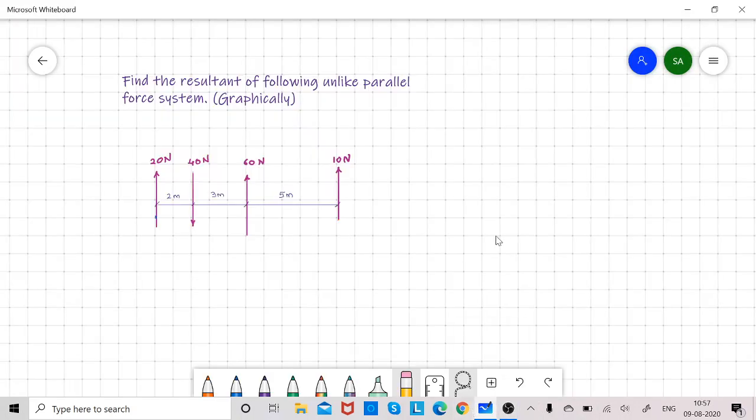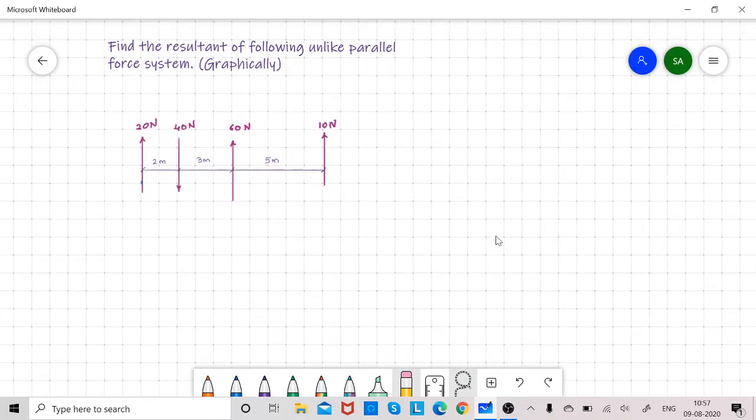Hello friends, today we will discuss how to find the resultant of an unlike parallel force system graphically as well as analytically. For that we will consider this problem. There are four forces: 20, 40, 60 and 10 Newton. They are parallel but of different directions, so it is an unlike parallel force system.